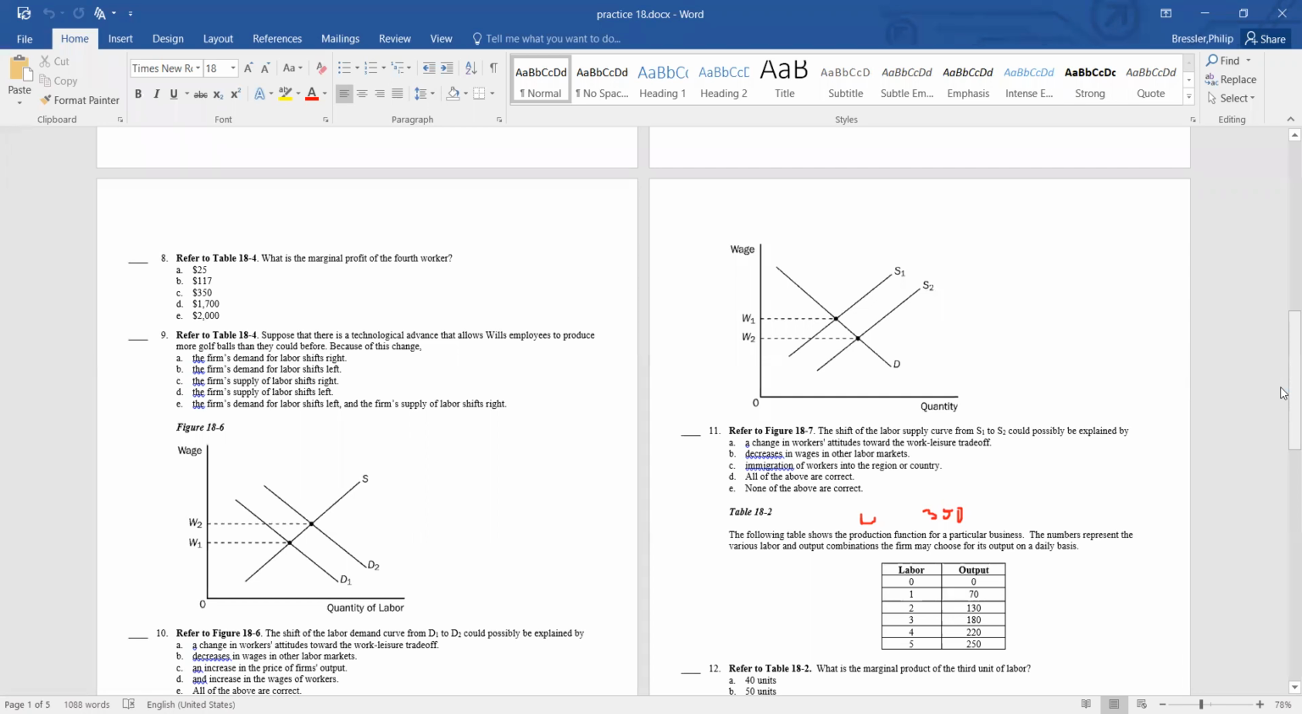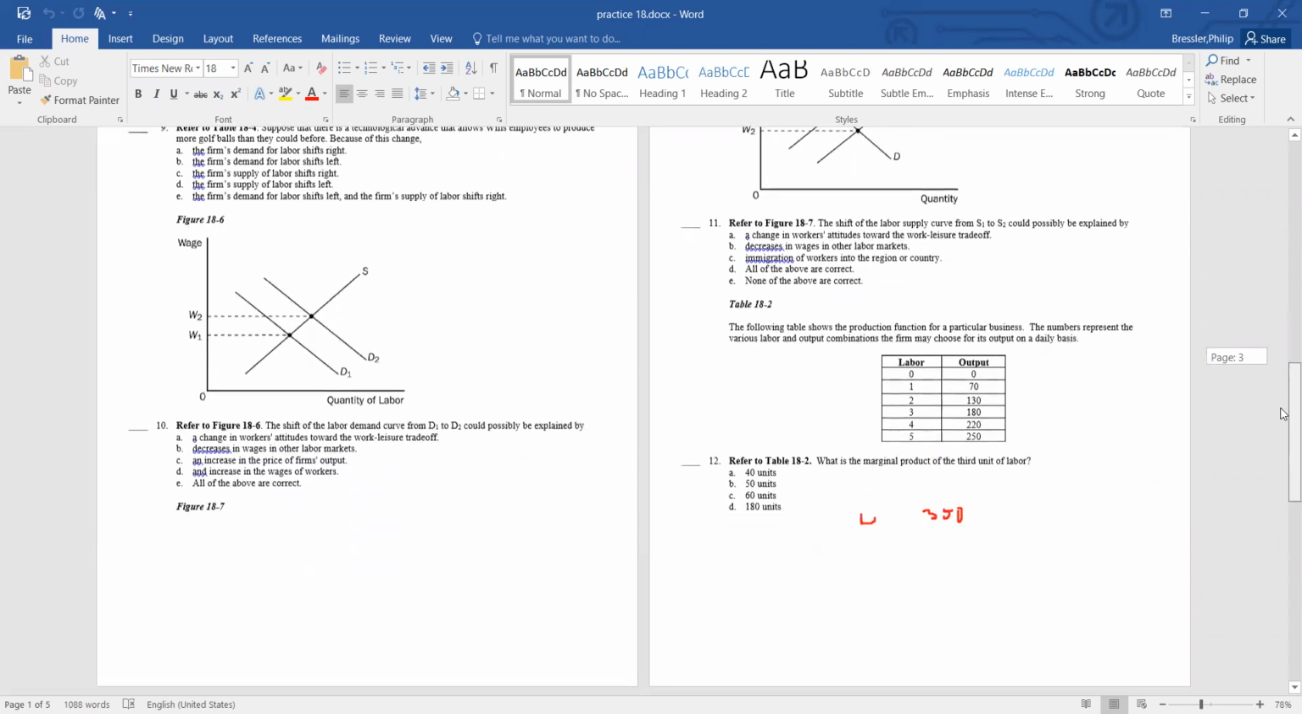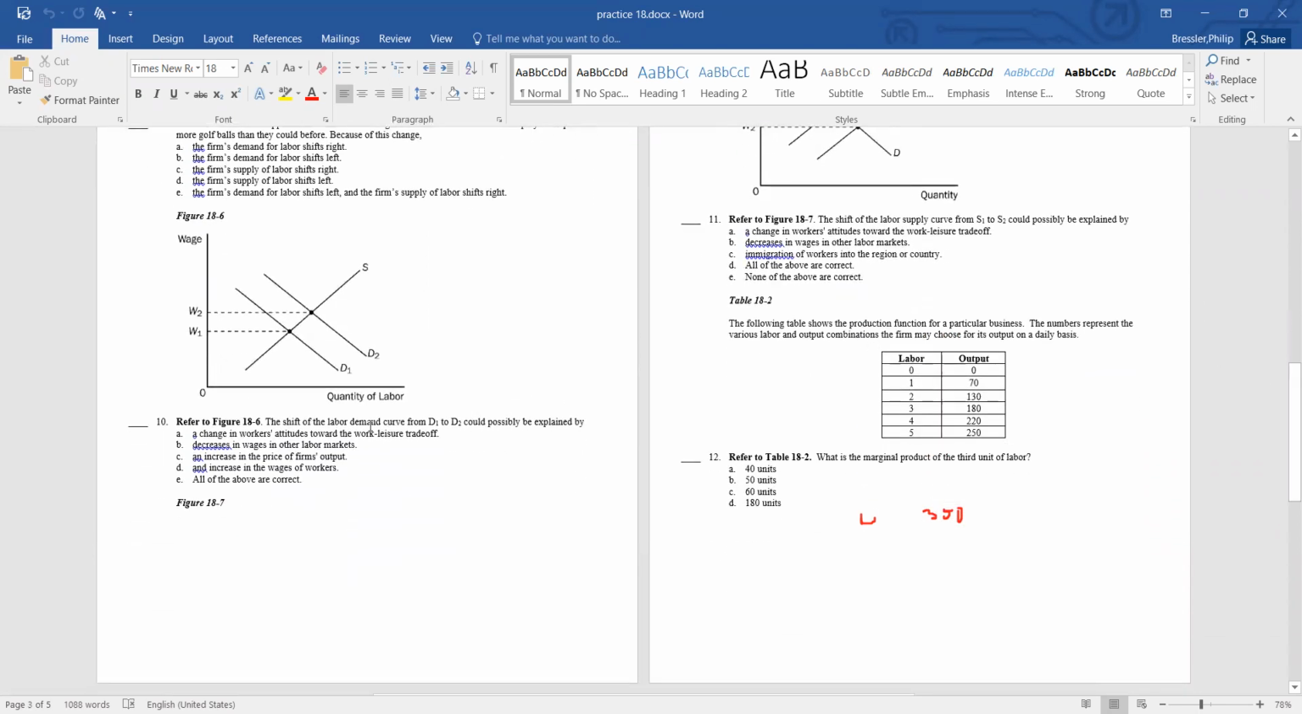All right. Now we're going to number 10. The shift of labor from D1 to D2. So be careful. This one says D1 to D2, so we're increasing demand. Just got to be careful because they could go either way with that. A change in workers' attitudes about leisure.